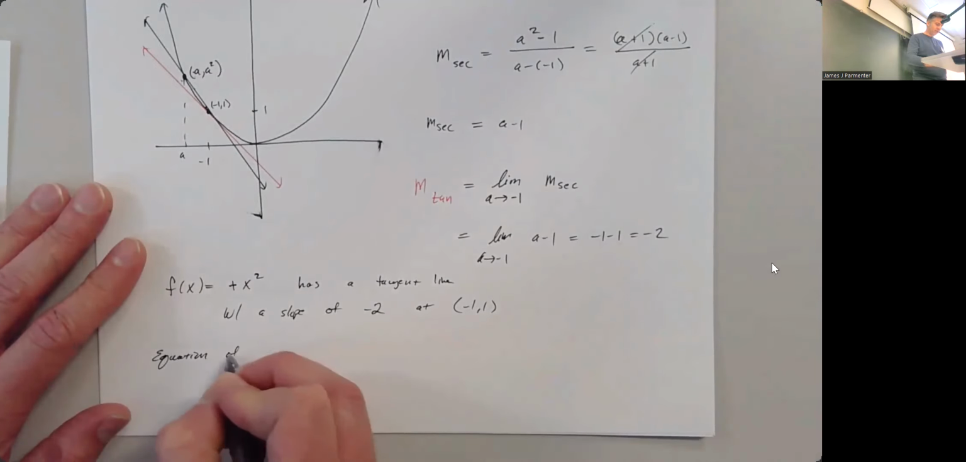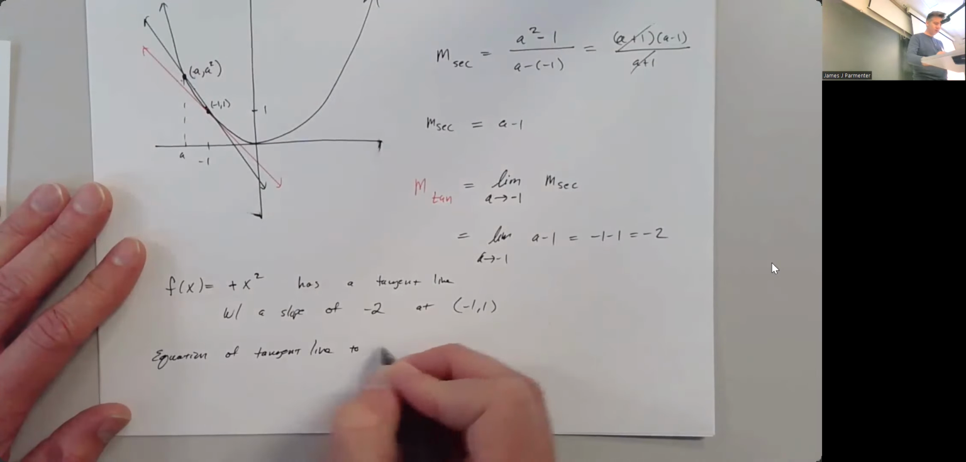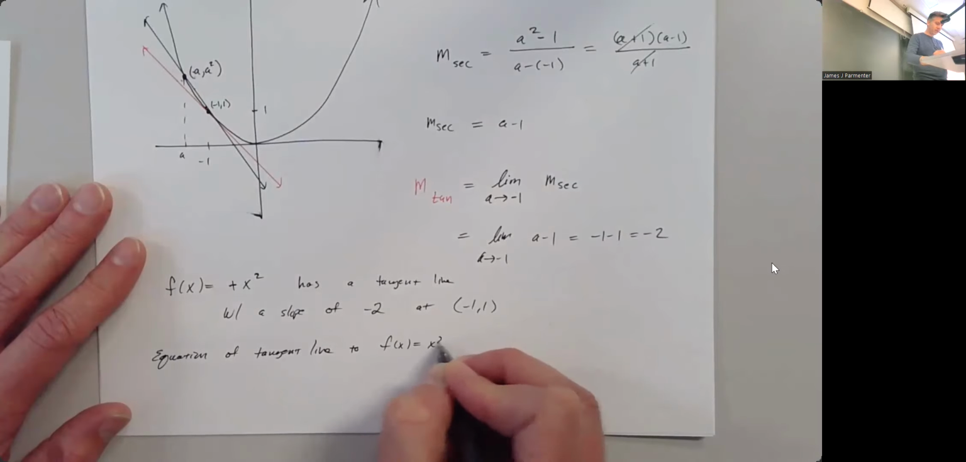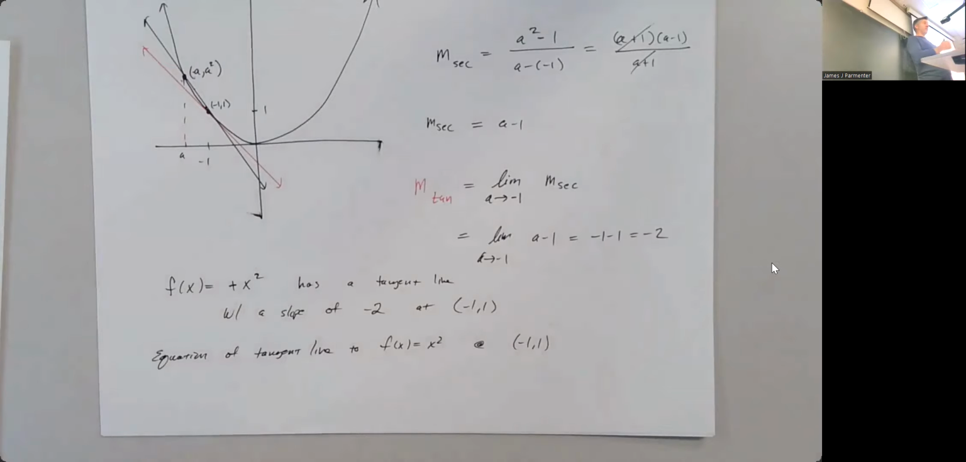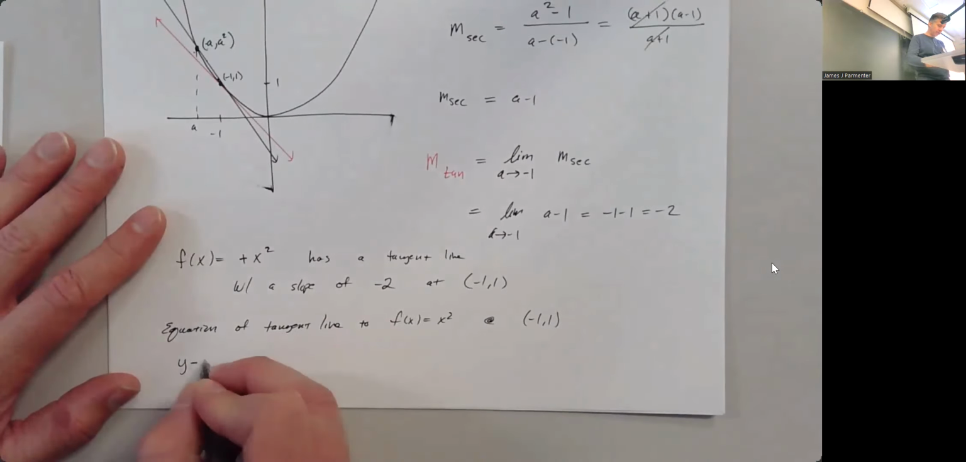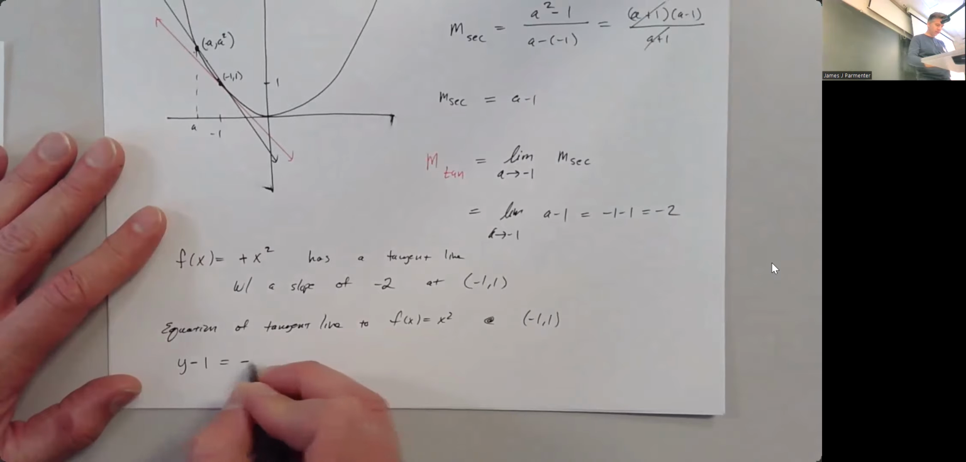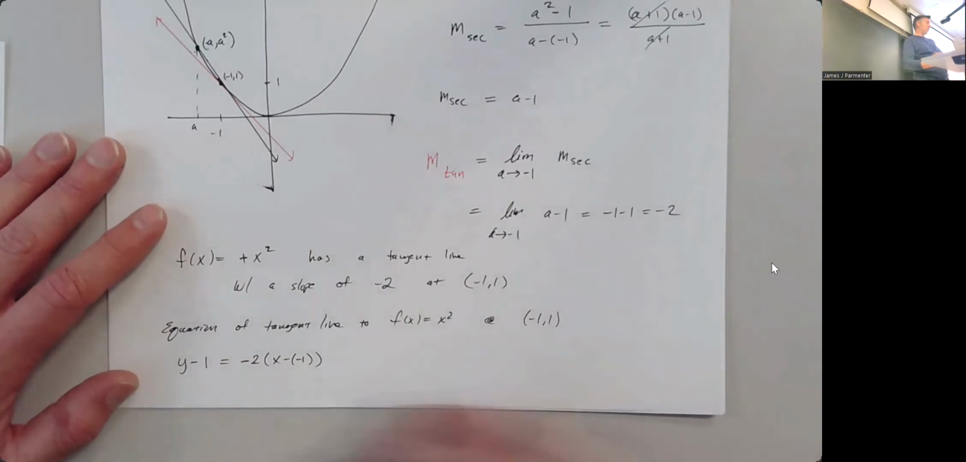The equation of the tangent line to f of x equal to x squared at the point (-1, 1). To find the equation of a line, you need 2 pieces of information. You need a point, we've got one, and we need what else? The slope, which we just found. So I prefer to do it as the point-slope form. I like point-slope where we do y minus the y coordinate equals your slope times x minus the x coordinate, and then solve for y.